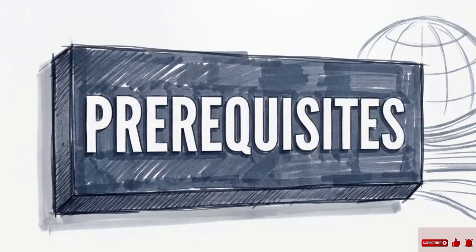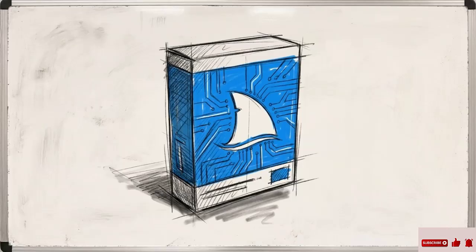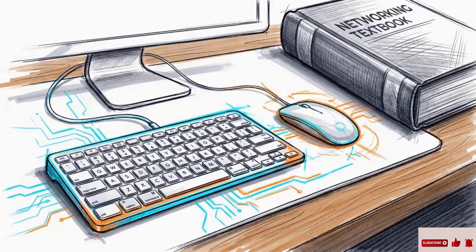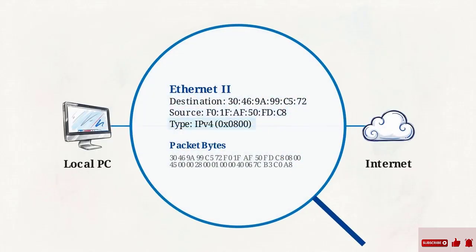To follow along, you will need three things: a Windows PC, an active internet connection, and Wireshark installed on your system. By the end of this video, you will move past textbook theory. We are going to capture live network traffic and visually prove exactly how your computer talks to the internet.